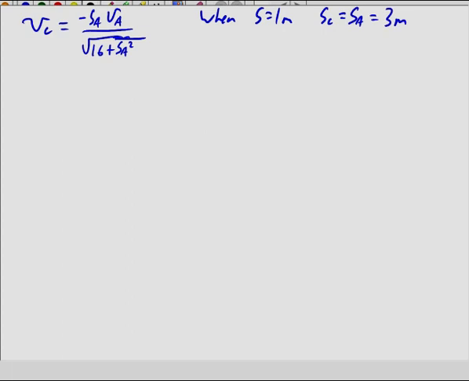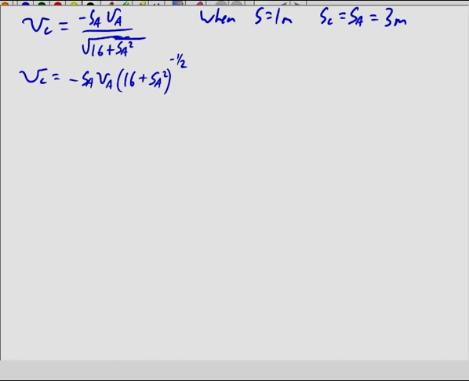Okay, with this information we can now march forward and we can find the acceleration of the crate at this instant. In order to do this, we're going to have to do the product rule. And I'm just going to go ahead and rewrite this equation as the velocity of C is equal to negative SA VA, and then I'm going to bring this up and call it 16 plus SA squared to the negative 1/2.